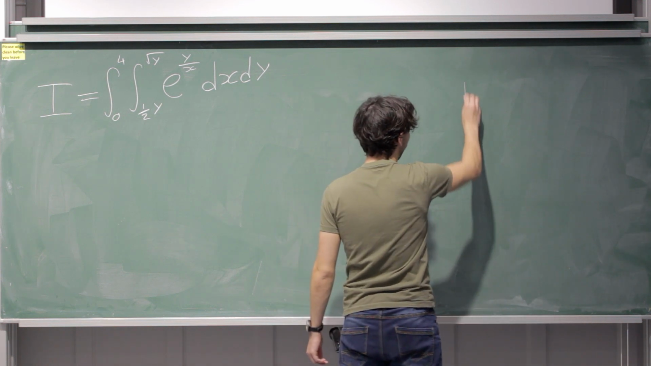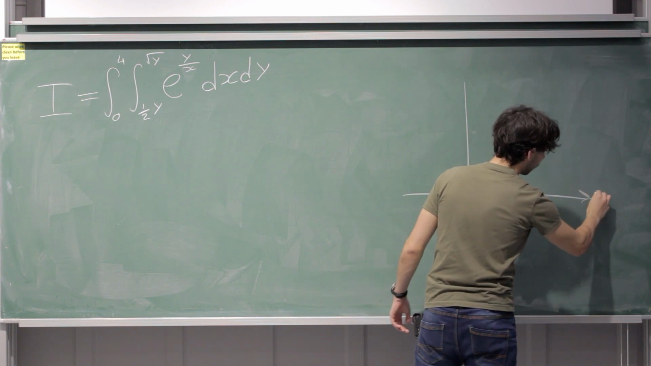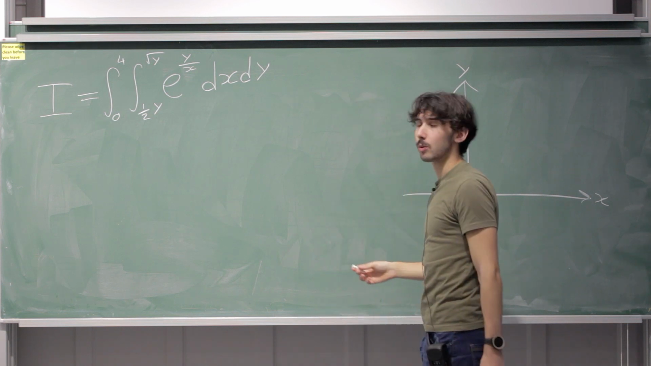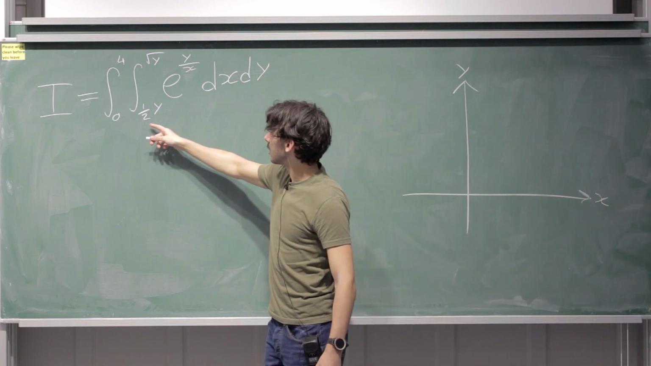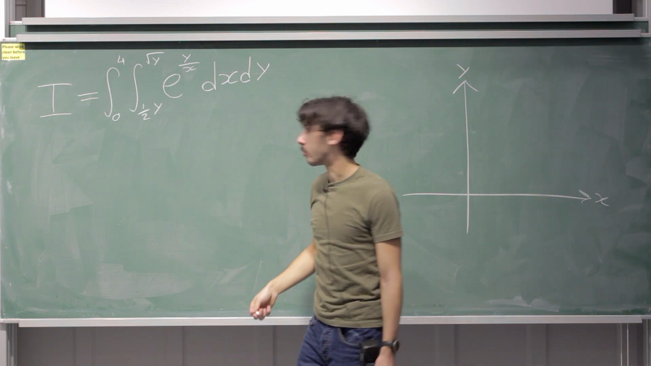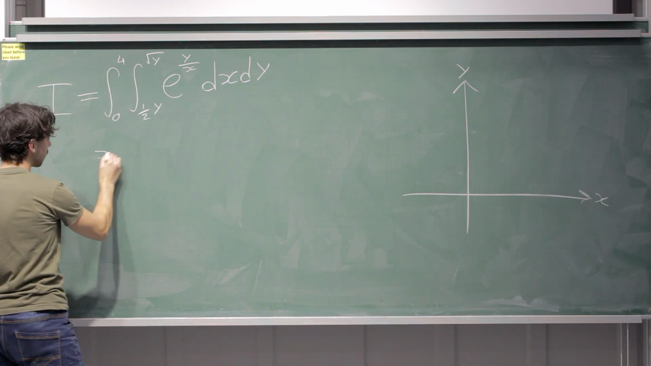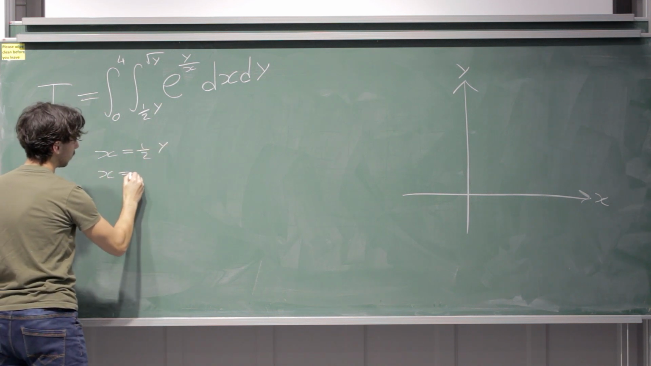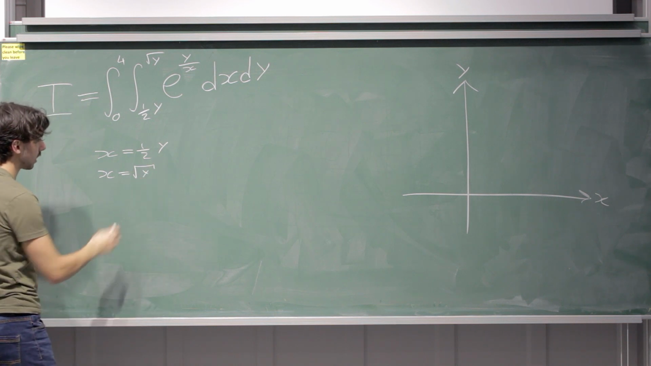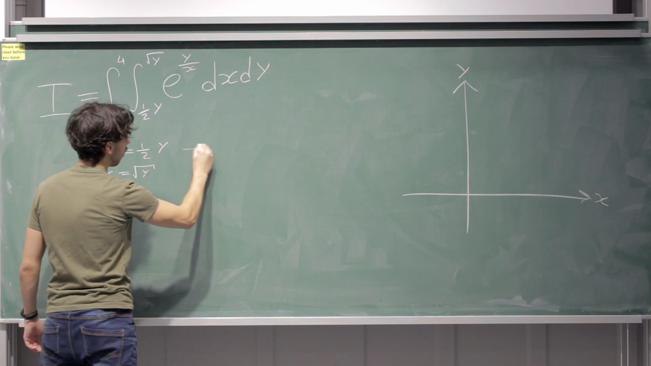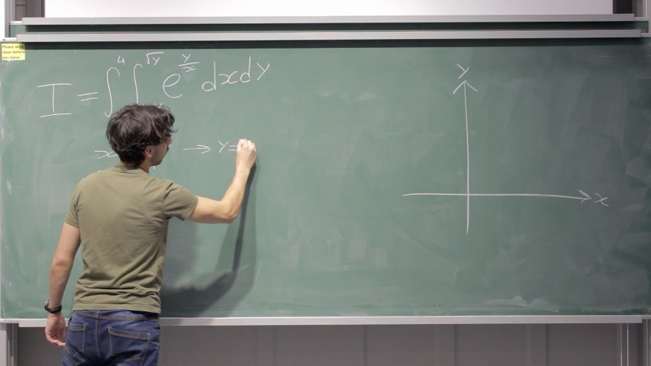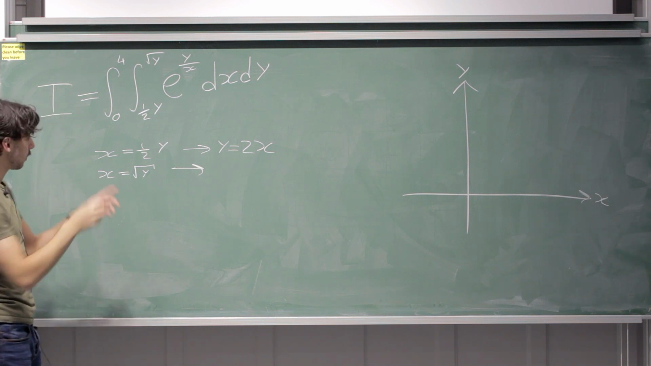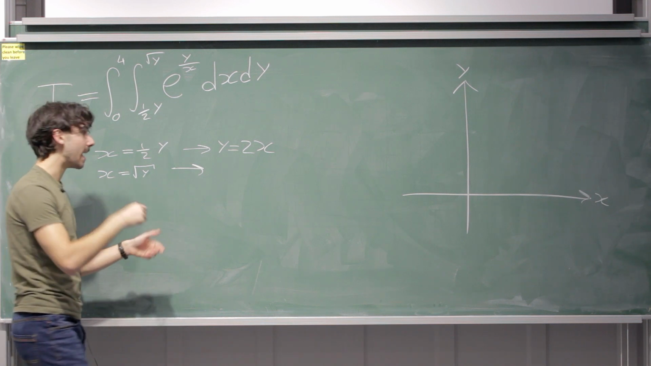To do that, we can draw a picture of the region that we're integrating over, as always. Okay, well, what region are we integrating over? So these are x limits. This is x is a half y, and x is the square root of y. So let me write that down. x is a half y, and x is the square root of y. Okay, what does that tell us then? Well, if x is a half y, then y is 2x. Also, if x is the square root of y, then y is x squared.